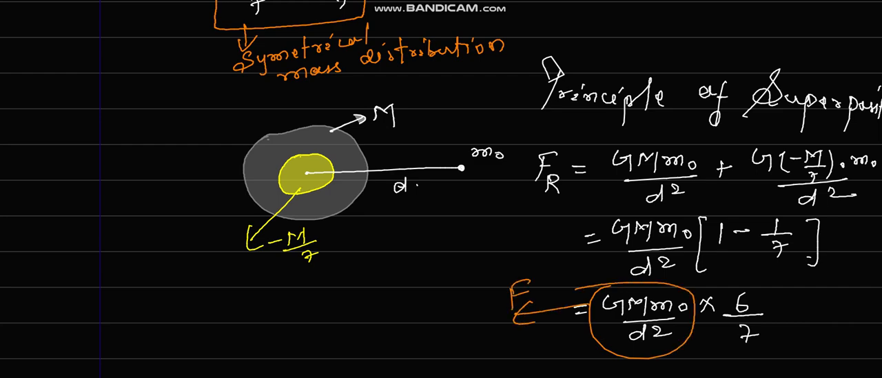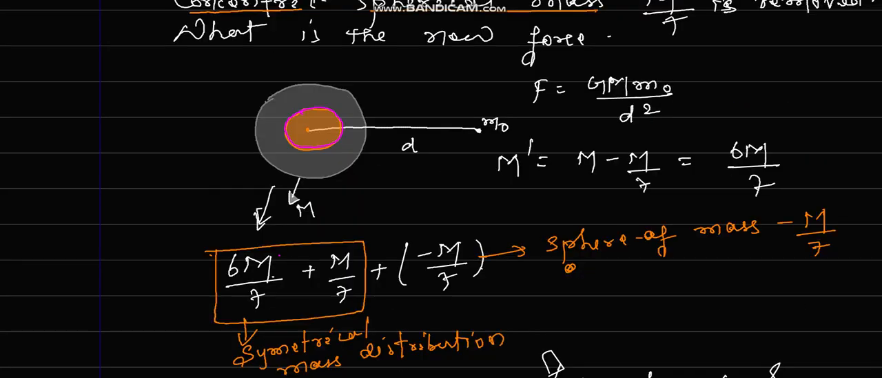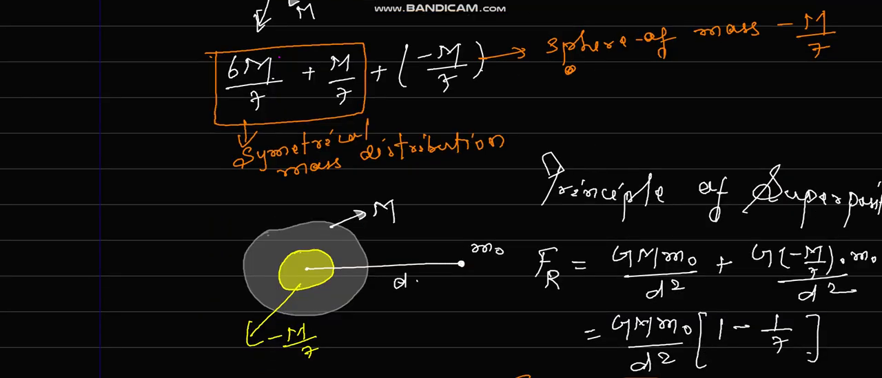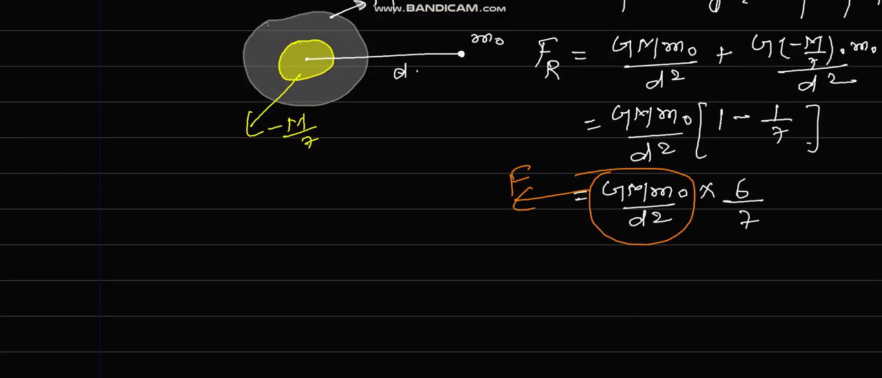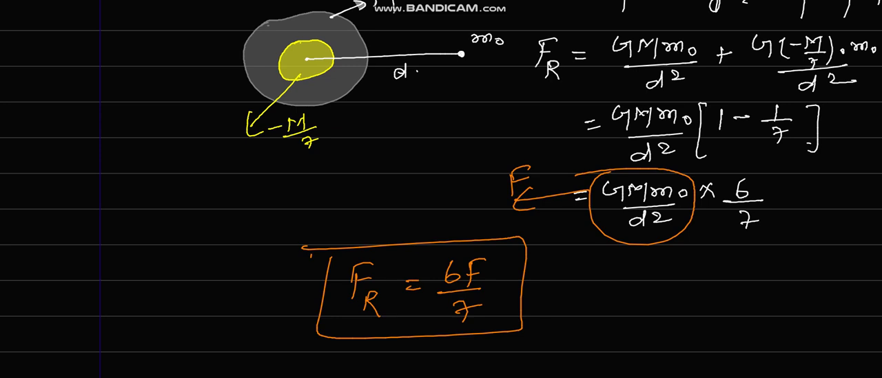Now this part, as we know, is the F. This is what we calculated here. The F is here, this is your F. So we are going to replace this. So F resultant is 6 by 7 times the initial F. This is what we have here.